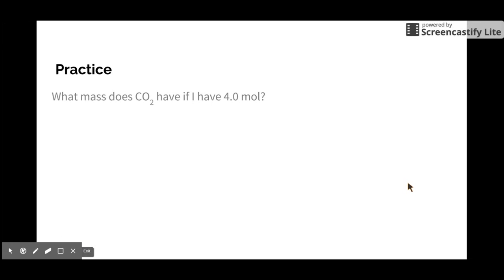So you might be given a problem like this. What mass does carbon dioxide have if I have 4 moles of carbon dioxide? Well, I'm given 4 moles, so I have 4 moles of carbon dioxide. Now, I need to convert that from moles of carbon dioxide to grams of carbon dioxide, or how many grams does 4 moles of carbon dioxide equal? Well, this is where our molar mass comes into play.